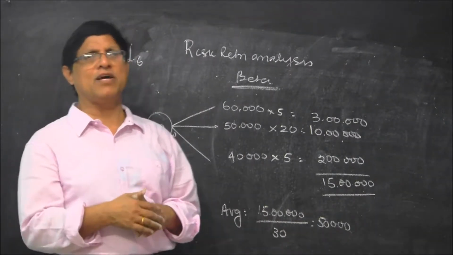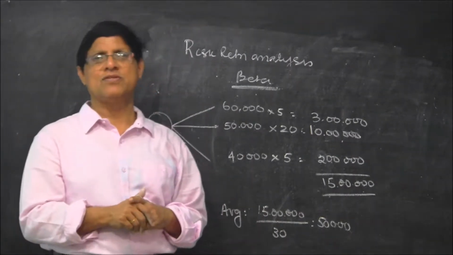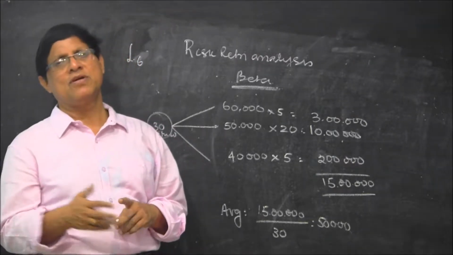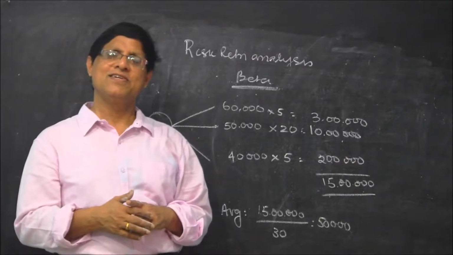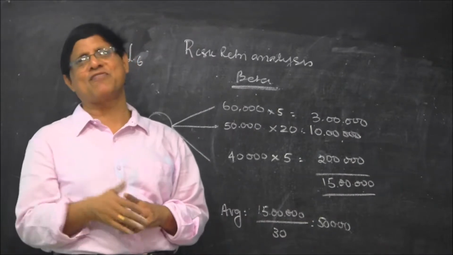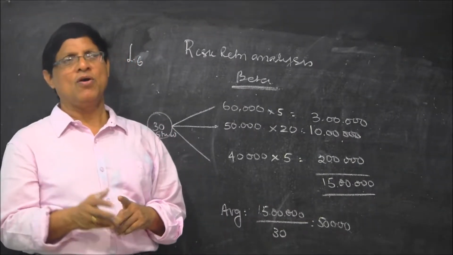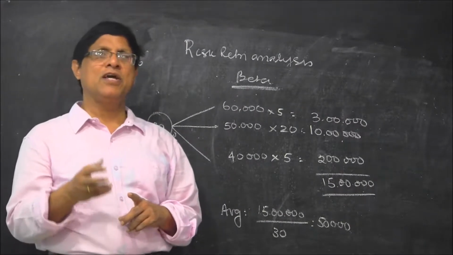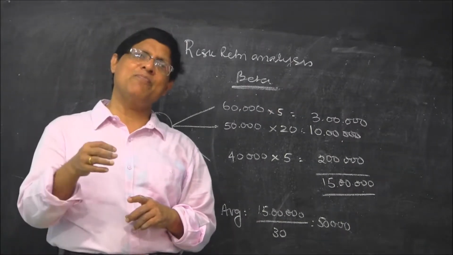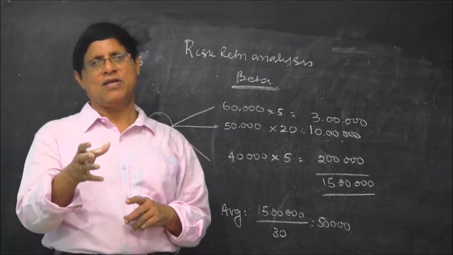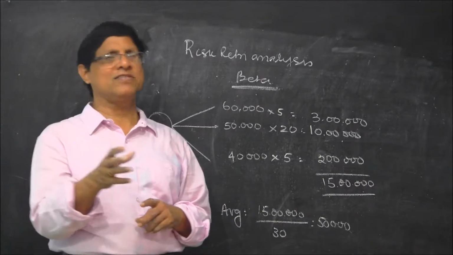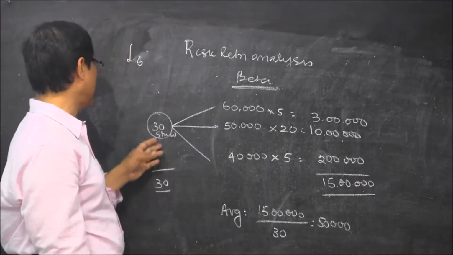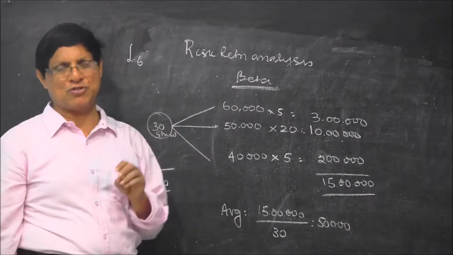The actual return is nothing unless you know what is the expected return. For example, in a BCom exam, you may get 80 marks. But in a CA exam, getting 60 is different. So you cannot compare both of them. So beta is a risk coefficient, and it is a tool which can help you in measuring the risk, expected return.